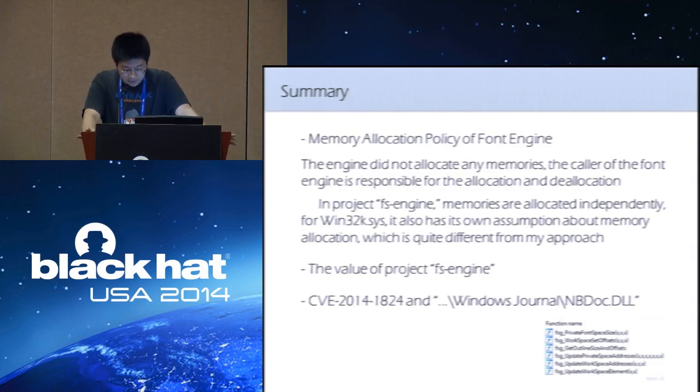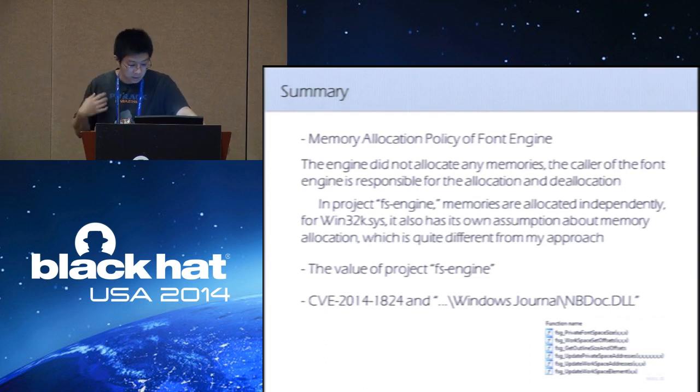Second, in project FS engine, memories are allocated separately from the C runtime heap. And win32k also has its own assumption about memory allocation, which is quite different from my approach. And I think the assumptions are quite convenient for vulnerability exploitation. We will see that. And then the value of the project FS engine lies in that I transported the font engine from the Windows kernel back to user mode. And it is where it should be.